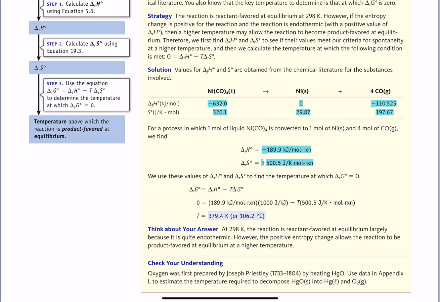Then, when we take these values and plug them into here to calculate delta G, and we set delta G equal to 0 because we're trying to find the cutoff point as far as the temperature is concerned, you can see that we can make a reaction that is spontaneous become non-spontaneous, or vice versa, depending on the problem, at a temperature of 379.4 Kelvin.